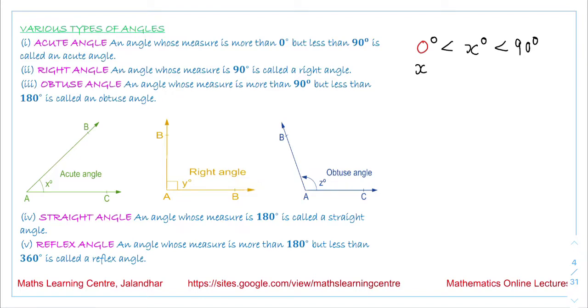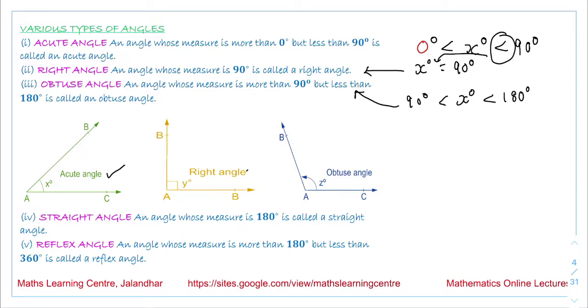If the measure of the angle is equal to 90 degrees, the equal to sign is in this definition, we say it is a right angle. And if the measure of the angle is between 90 degrees and 180 degrees, then it is called an obtuse angle. These are represented over here: this is an acute angle, right angle, and obtuse angle.